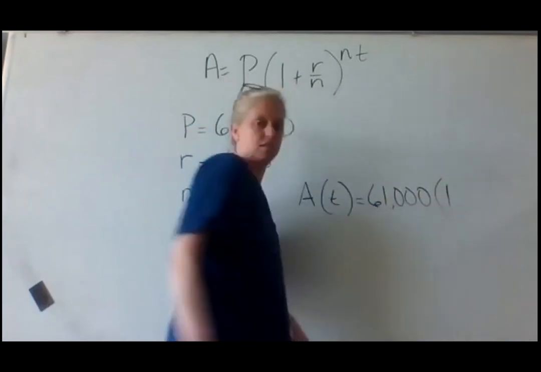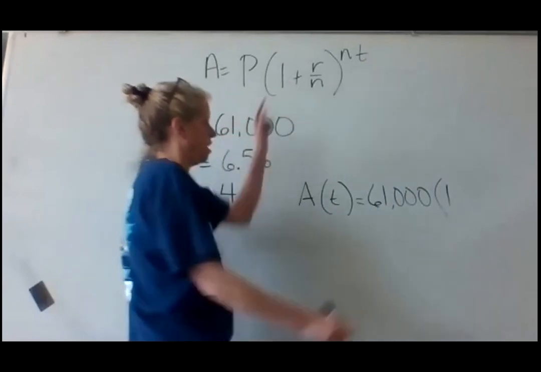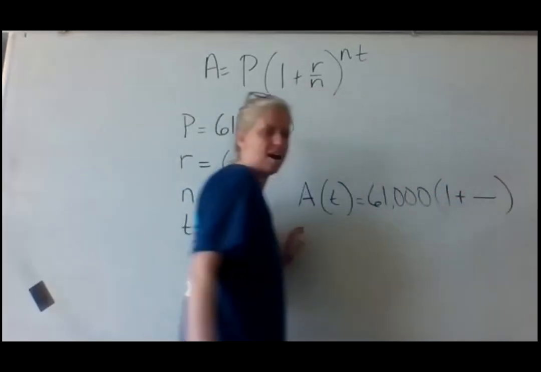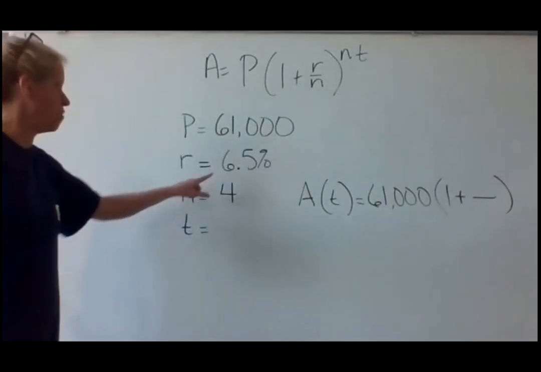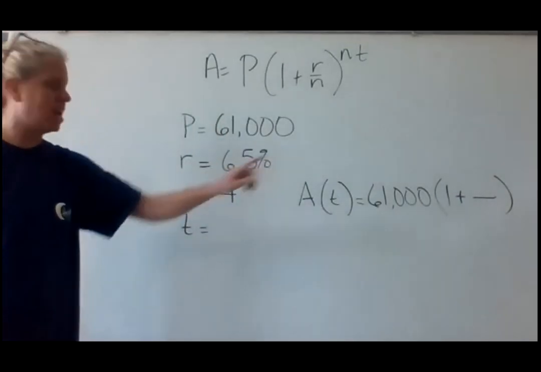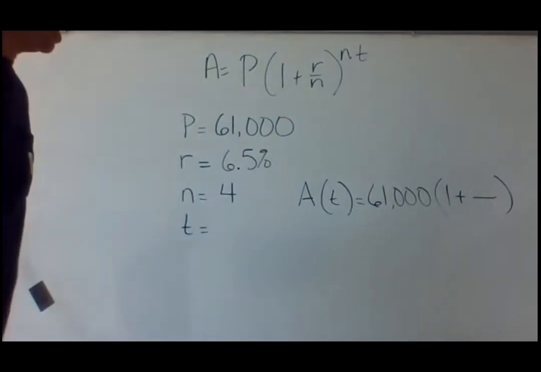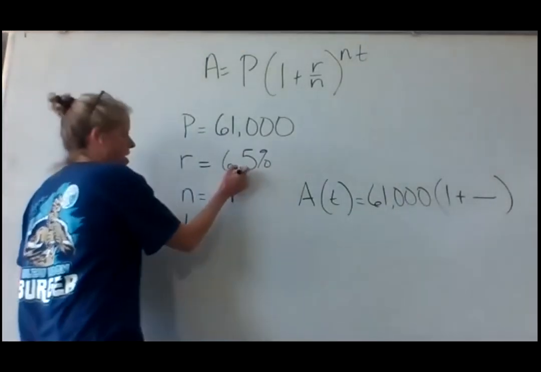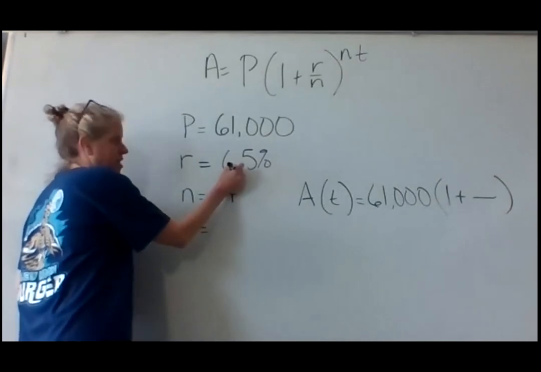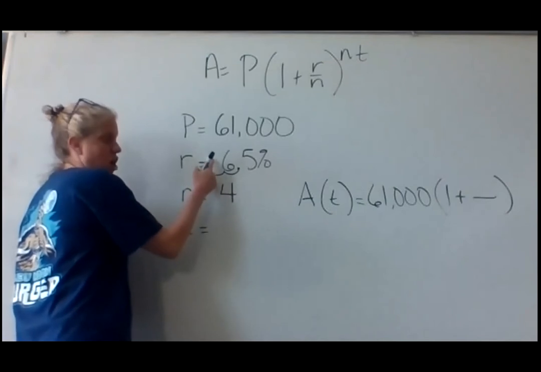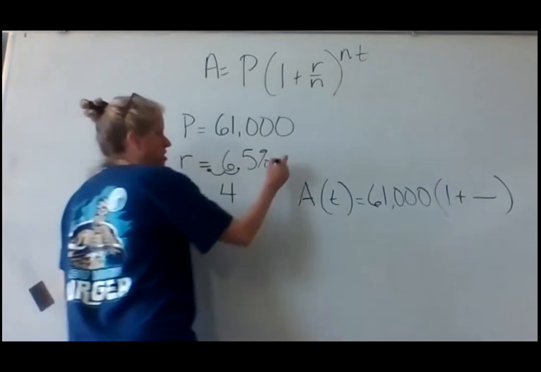Open parentheses. There's your 1. It's just part of the formula. Plus, you're going to have the rate over the number of times it's compounded a year. Now remember, when you enter the rate, you can't enter 6.5%. You've got to change that to its decimal, which means move the decimal in the percentage 2 places to the left and replace that opening spot with a 0.